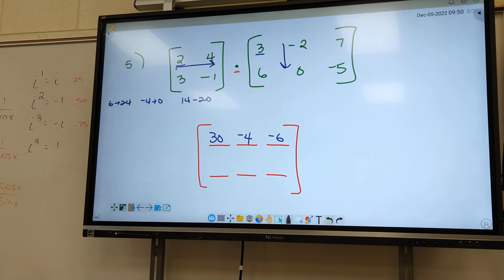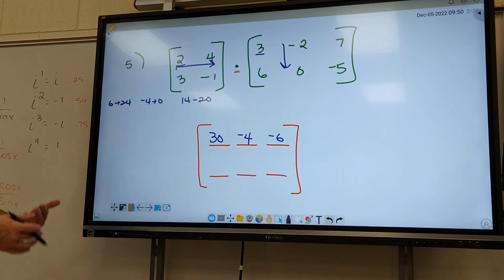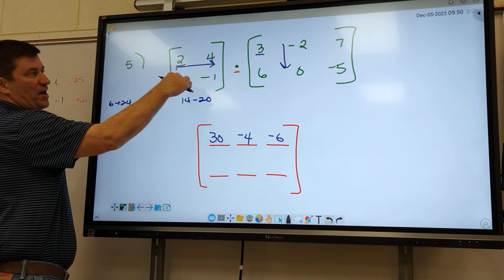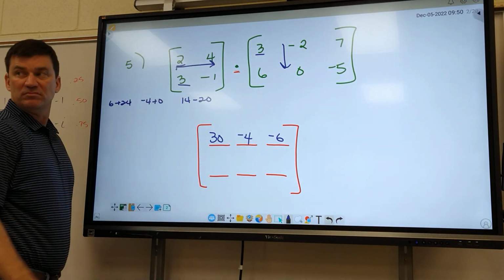You'll all start getting the hang of it. It just may take a couple of problems. On the bottom, it didn't go up or that. Do it the same way. We just go down to the bottom now and use the bottom row and we start over.